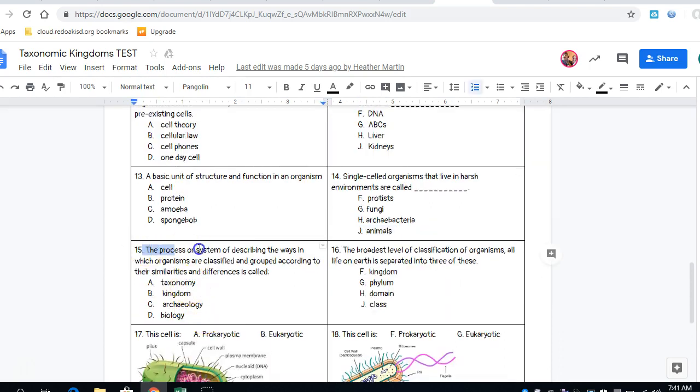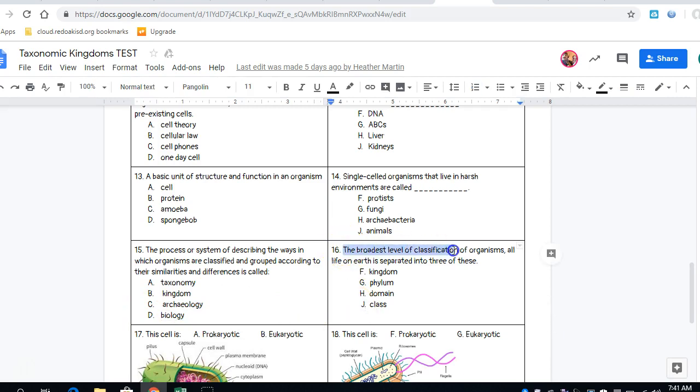Number 15, the process or system of describing the ways in which organisms are classified and grouped according to their similarities and differences is called, is it A, taxonomy, B, kingdom, C, archaeology, D, biology?